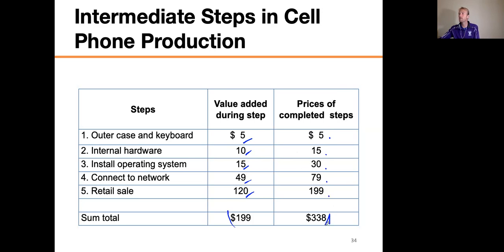This number is much, much too high. This is not actually what was produced. This $199 is what would be produced. So adding up all the intermediate steps would overvalue the phone and say that it contributed $338 to GDP. Okay, so we're not going to do that. We're only going to look at the final goods, and that's why they only look at the final goods.